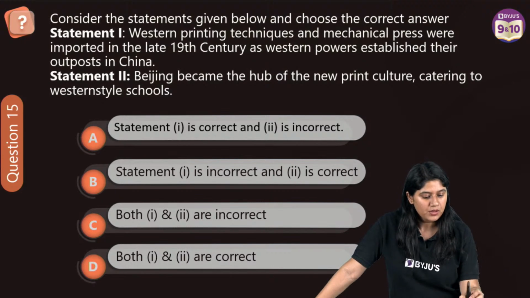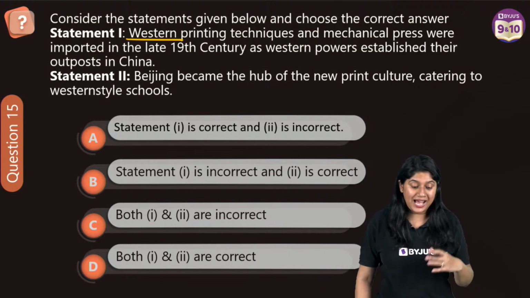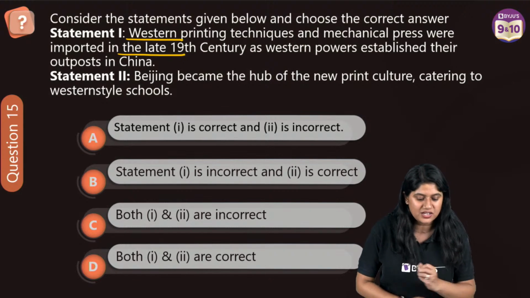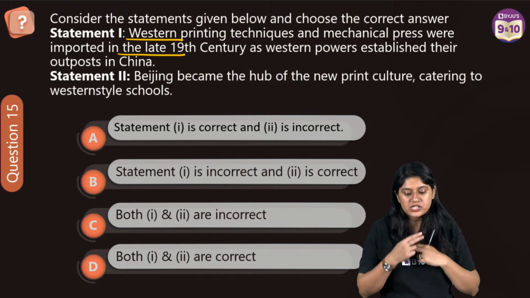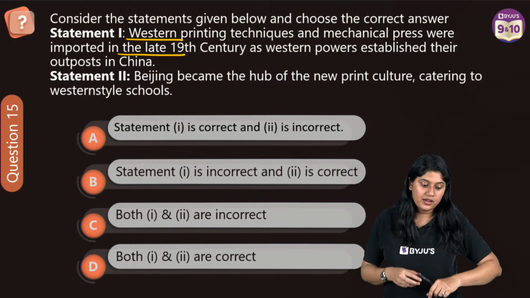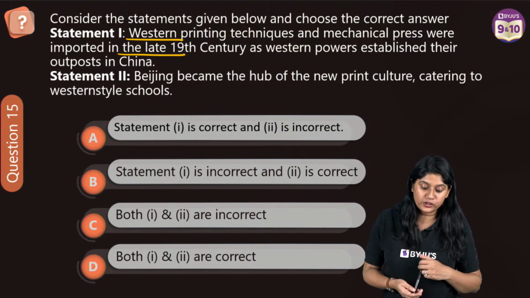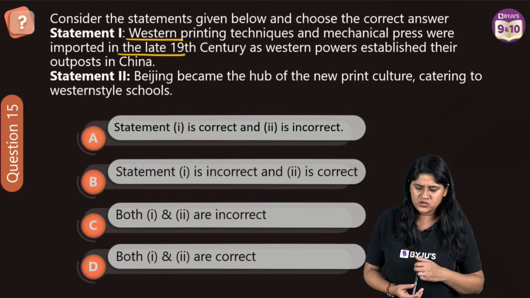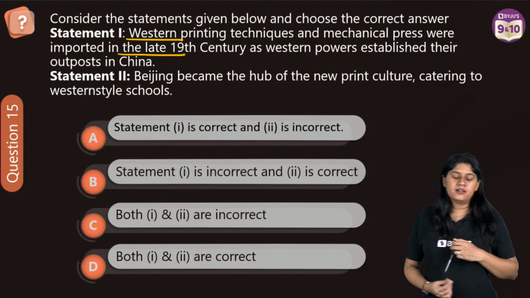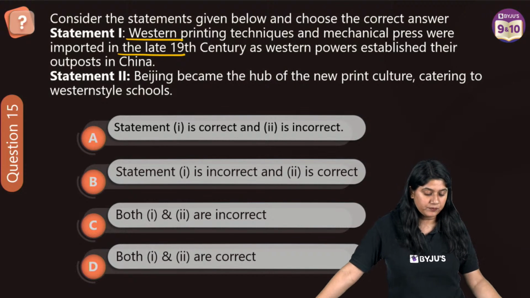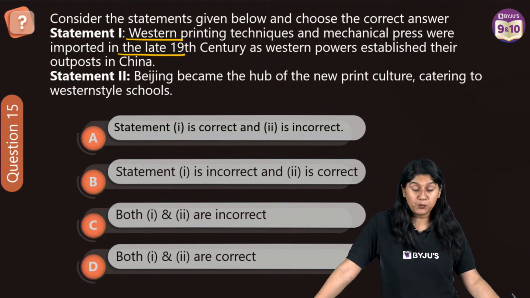The question is: Statement 1, Western printing technique and the mechanical press was imported in the late 19th century as Western powers established their outpost in China. Statement 2 is that Beijing became the hub of the new printing culture, catering to the Western style school. Interesting question. What will be the correct answer, everyone, over here? We have to tell whether both the statements are correct or incorrect.